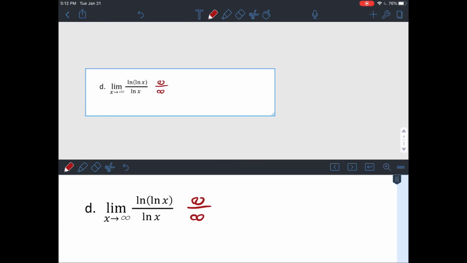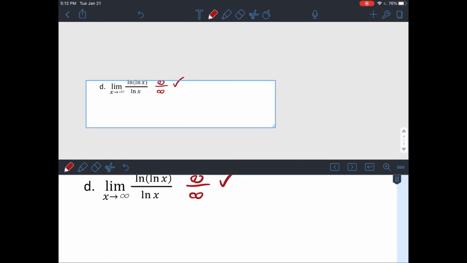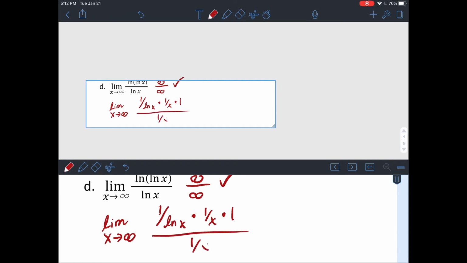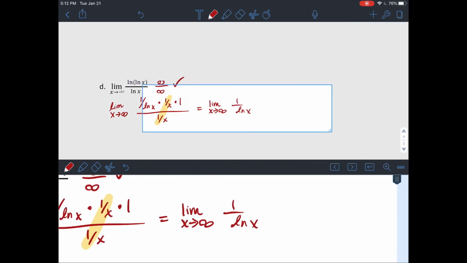So the very last one actually is of form infinity over infinity already, so we don't have to do any fancy rewriting. Just have to remember chain rule, so 1 over the inside times the derivative of the inside, and then 1 over x. Dividing out your 1 over x's is kind of key here. If you don't, you're going to end up going nowhere. But then that just leaves you with something that you can think about as x approaches infinity. Again, we talked about this earlier, but natural log x just gets bigger and bigger and bigger, so you end up with 0.